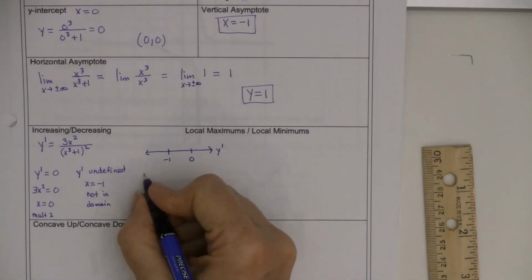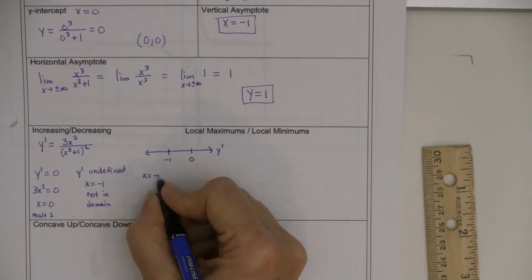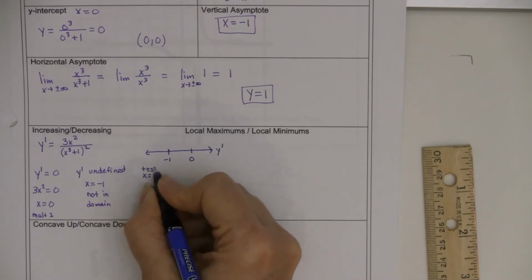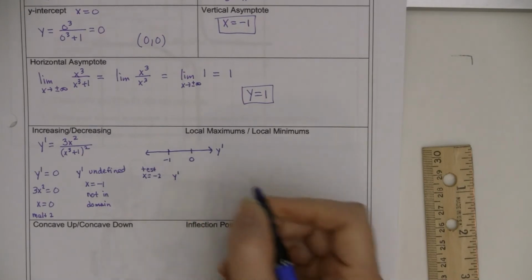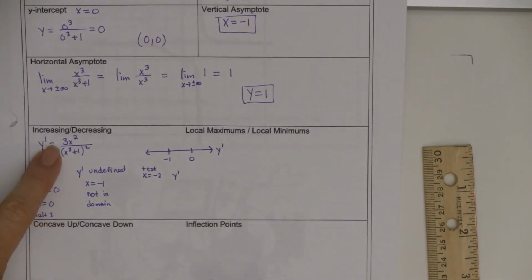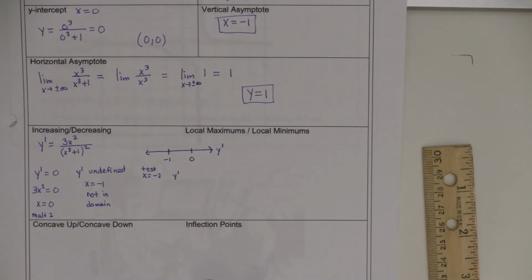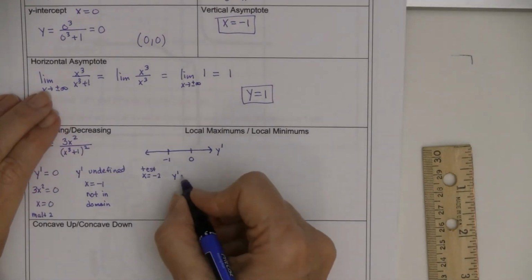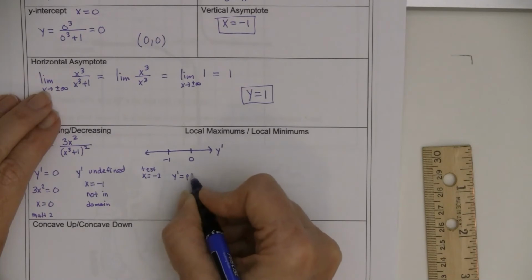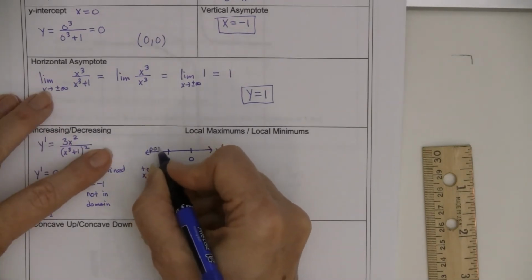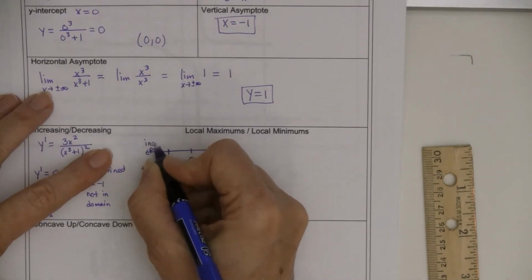So I like to test points. Like I would test x equals negative 2. So this is my test. And all I want to know is, is f prime positive or negative? So if I put in negative 2, well, the numerator will be positive because you're squaring it. If I put in negative 2 there, then that would be whatever I get, but then I square it. Do you guys agree that's positive, right? Because it's positive divided by a positive. And so this is positive, so that we know that it's increasing.